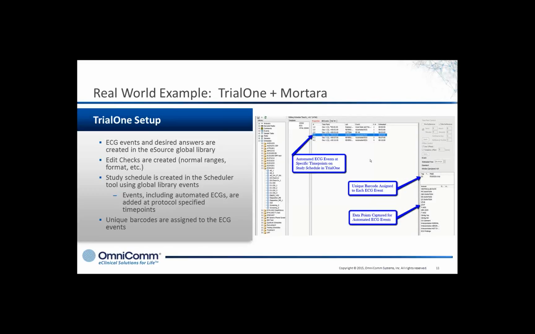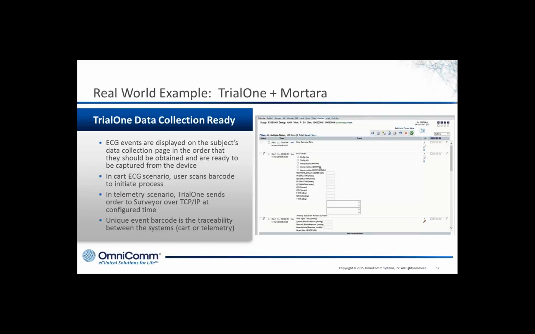You're going to assign that unique barcode because in both integrations, whether it's the cart-based model or the Surveyor model, that barcode becomes very important because it's your link, it's your traceability between the two systems of what's happening to the event as well as any changes to the event. With the Surveyor integration, the barcode is not scanned or used in the typical way. It's just used as a unique identifier. So your schedule is built in trial 1. The data is then ready for collection in the data collection module of trial 1.